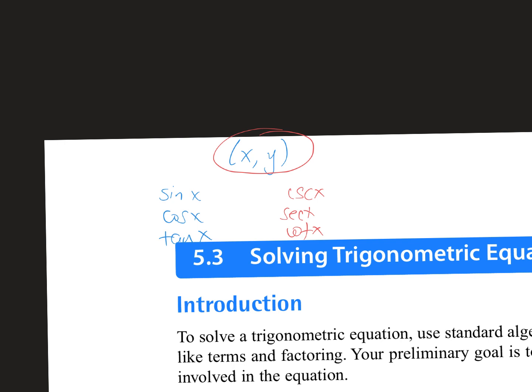So in regards to an ordered pair on the unit circle, what is the sine? It's the y value. Very good. Sine is your y value. So what's the cosecant? 1 over y. Okay, good. What is cosine? x value. Good. What is secant? 1 over x. Perfect. And then what's our tangent? y over x. So what's cotangent? x over y. All right, perfect.